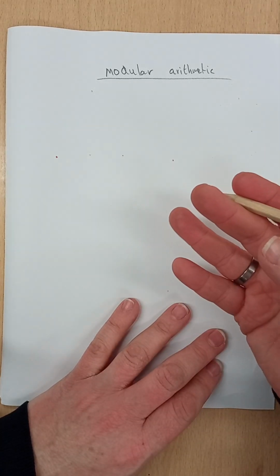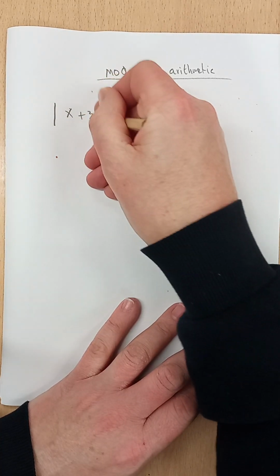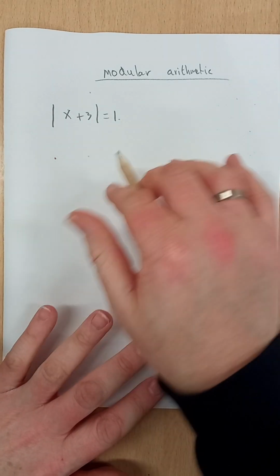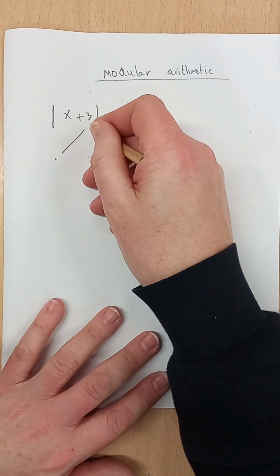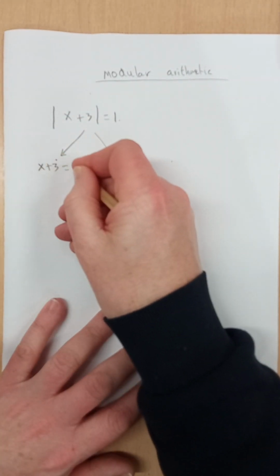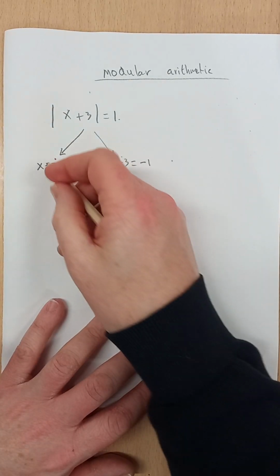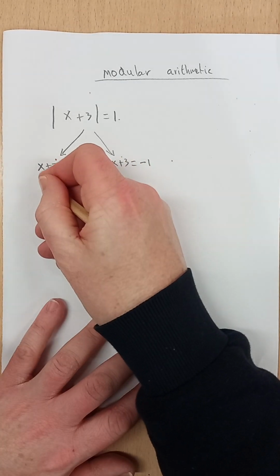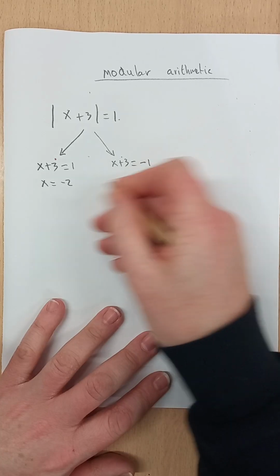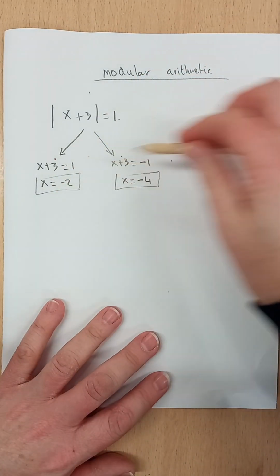I'll do a very simple example. So first of all, I'm going to solve this one. How do I solve this one? Well, it's very simple. What you do is you split it up into two different sums and you solve x plus 3 equal to the positive version, and you solve x plus 3 equal to the negative version of it. So the answer to this one is going to be negative 2. The answer to this one is going to be negative 4. And there's your two possible answers. They might give you some information about which one to ignore.